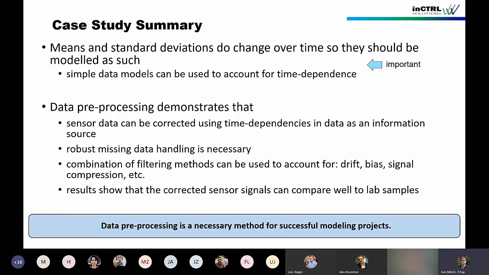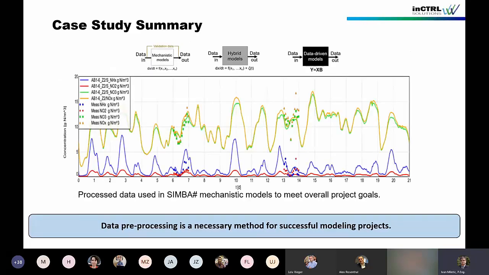Okay, so what this boils down to, I guess the main message of this case, is that simple data models that account for a time dependence can be very useful, and these techniques are very robust, and they can be applied in various combinations in different modeling projects to generate quite a bit of benefit. Okay, so Live, do you want to speak to this slide here?